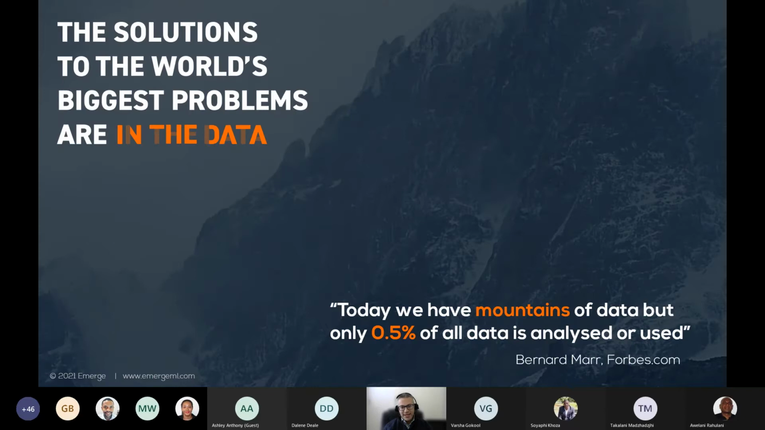In essence, Emerge is built on one simple idea, and that is that the solutions to the world's biggest problems are in data. And there's no secret that we have mountains of data available. The statistics suggest that it's only 0.5% of all data that is analyzed or used. We suggest it's even less because there's data being collected all the time. So we probably are using a very small amount of data. The question is, how do you maximize the value from that data?